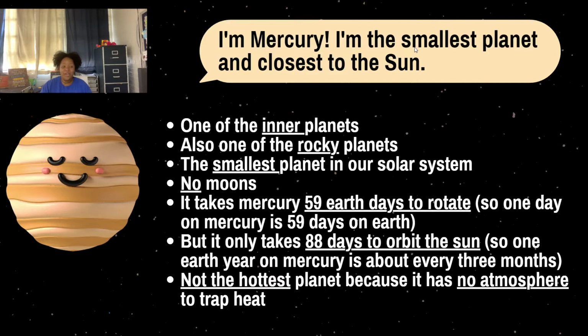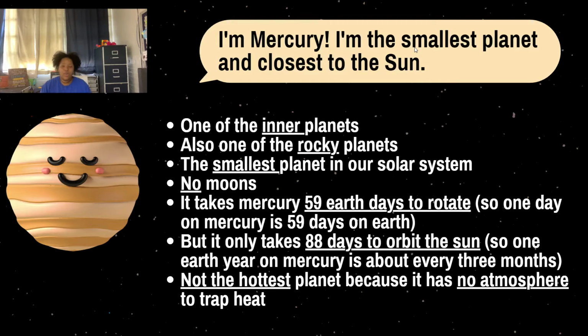So even though it takes a long time for a day to pass, a year on Mercury is actually much, much shorter. In fact, it only takes Mercury 88 days to orbit the sun. So one year on Mercury is about every 3 months. So even though the days pass by super, super slowly, the year actually passes by really, really quickly.